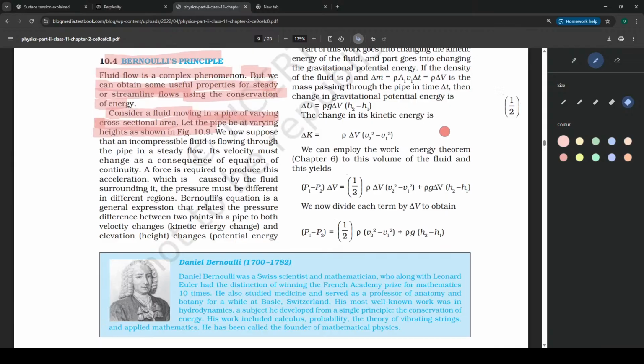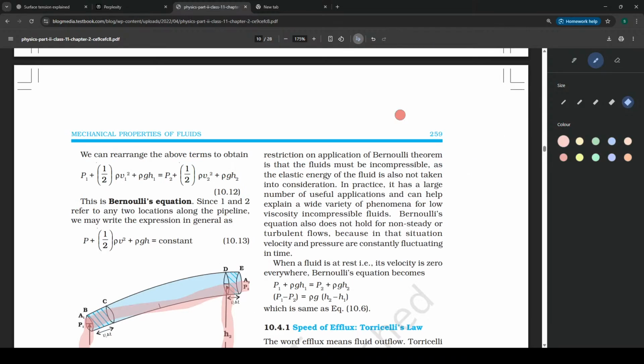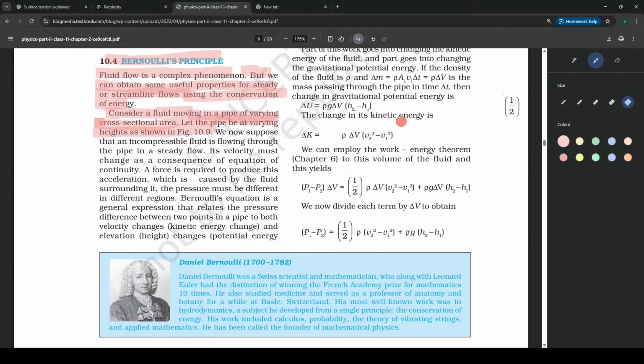Now consider a fluid moving in that kind of pipe having a varying cross-sectional area. The cross-sectional area is also not the same, and it is at varying heights. We now suppose that an incompressible fluid is flowing through the pipe in a steady flow. Water is almost incompressible, so it's that kind of fluid. Its velocity must change as a consequence of the equation of continuity.